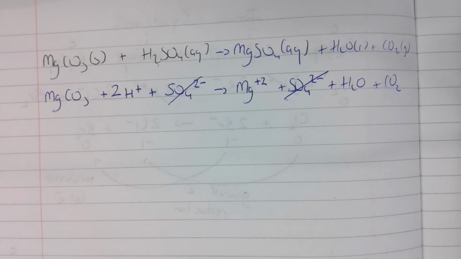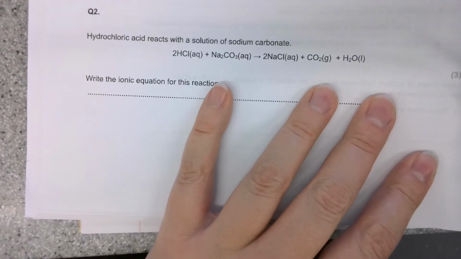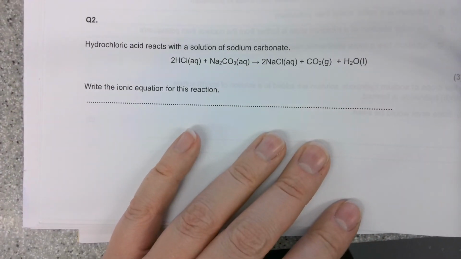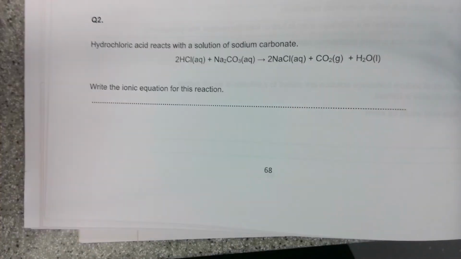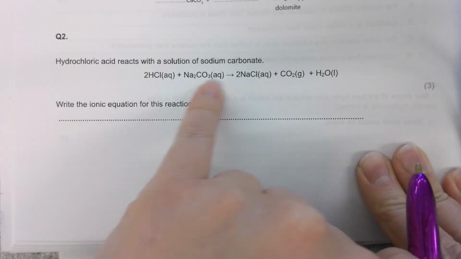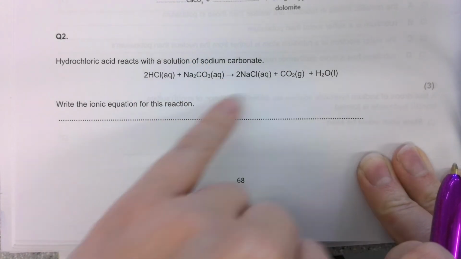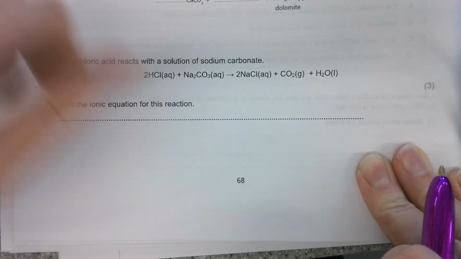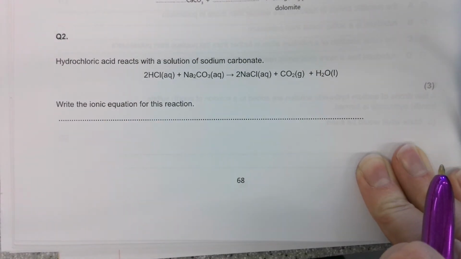Let's see if I have another example of that. I do. An example here for the exam questions. You can have a go at this one. Oh, actually, we just did this one, did we? Well, essentially, this is what it looks like in the exam, okay? Just like I've done, they've given you the equation, they've given you all the state symbols, they've asked you to write the ionic equation. So just press pause and have a go at filling that one in for yourself.